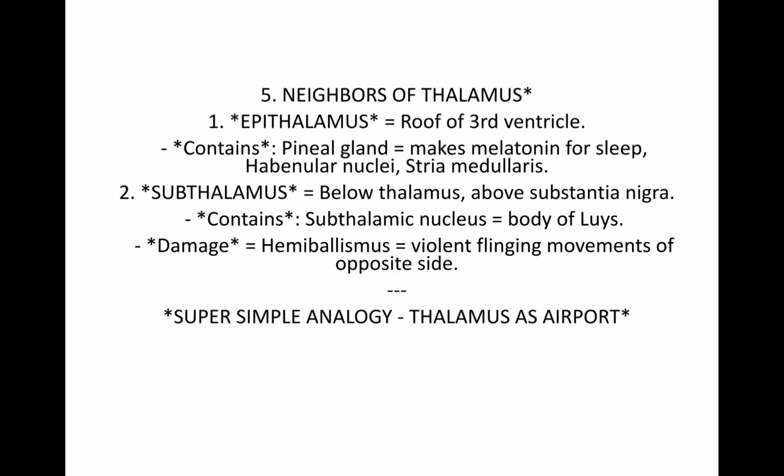Next are the neighbors of the thalamus. Now, what are the neighbors of the thalamus? Number one, the epithalamus. Number two is the subthalamus. So we'll be talking about the epithalamus first. It forms the roof of the third ventricle. It contains the pineal gland, and as you remember, the pineal gland makes melatonin for sleep.